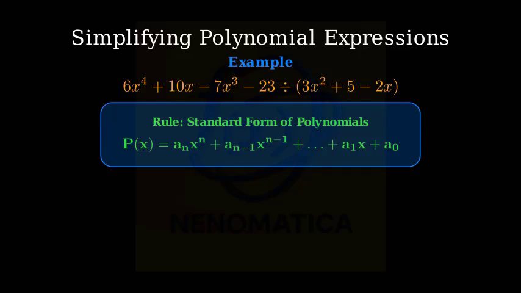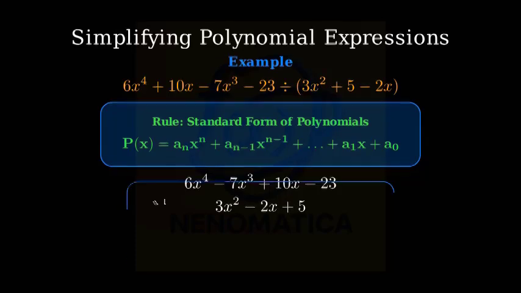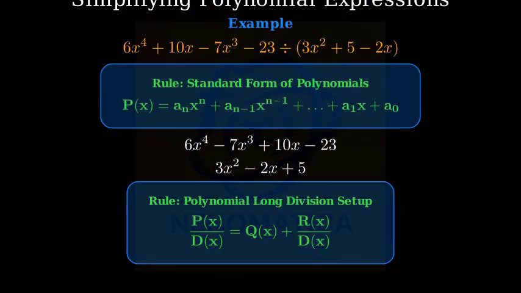For the polynomial expression, we'll arrange the terms in descending order of the exponents. For the dividend, we'll rearrange it as 6x to the fourth minus 7x cubed plus 10x minus 23. For the divisor, we'll rearrange it as 3x squared minus 2x plus 5. Now, let's set up the polynomial long division.